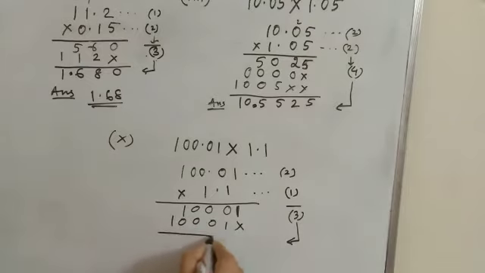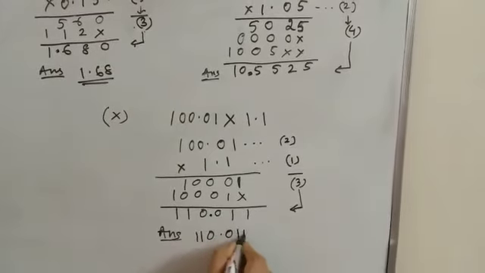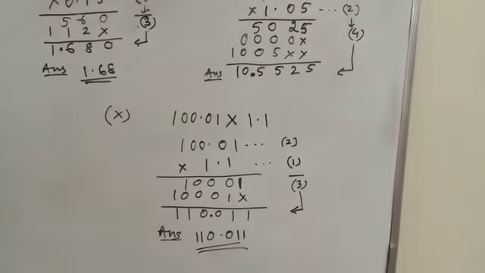Now if you add this, what result will you get? 1 1 0 0 1 1. So after 3 places of decimal, the point will be placed here. Therefore the answer is 110.011. Okay.